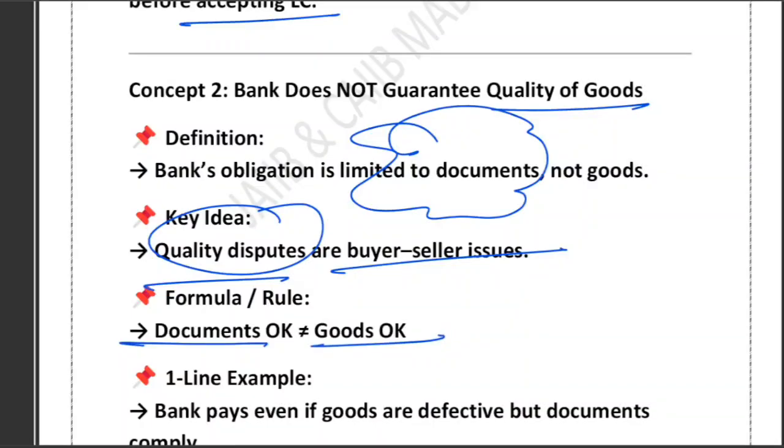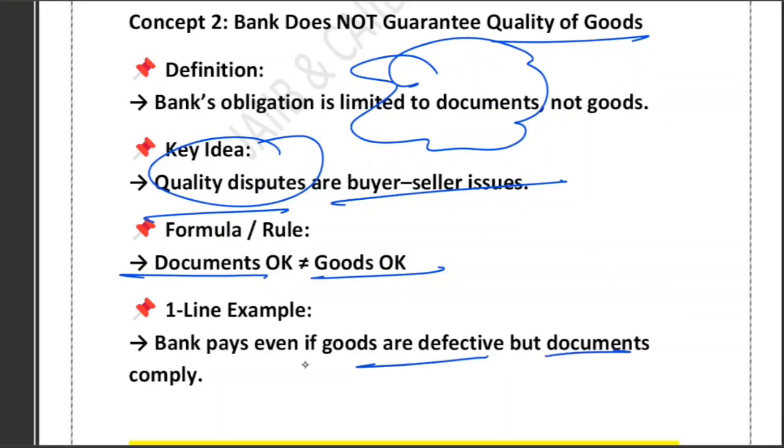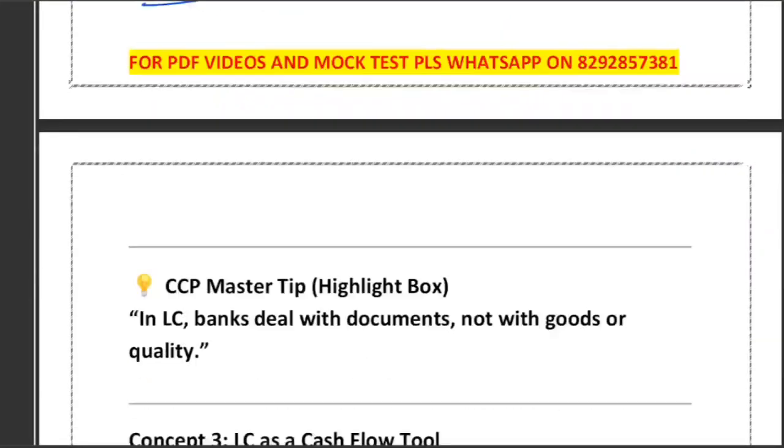Document okay, goods not okay. Goods okay is not equal to documents okay, right? The bank will pay even if the goods are defective, as long as the documents comply, because the bank only deals with the documents.